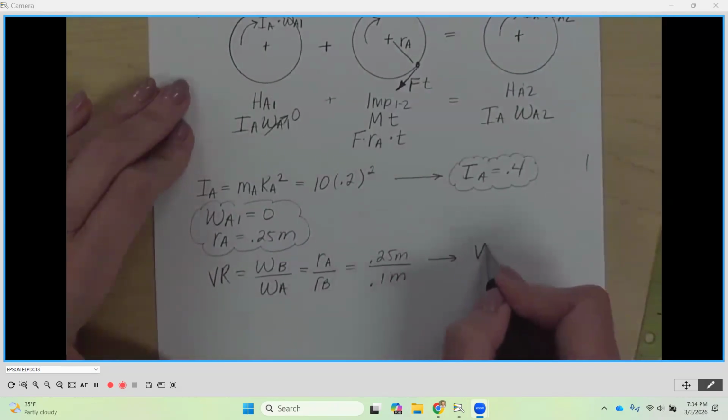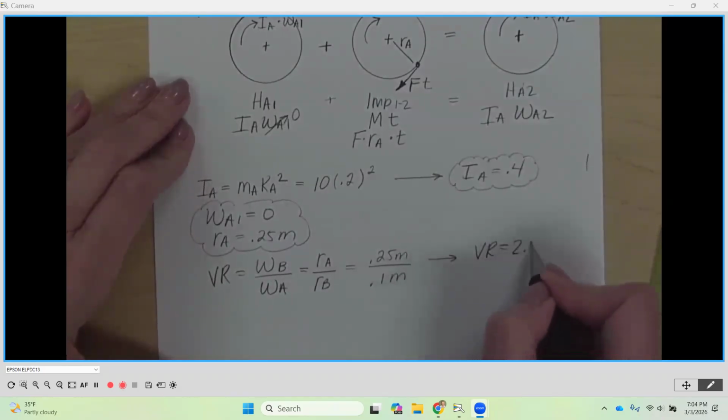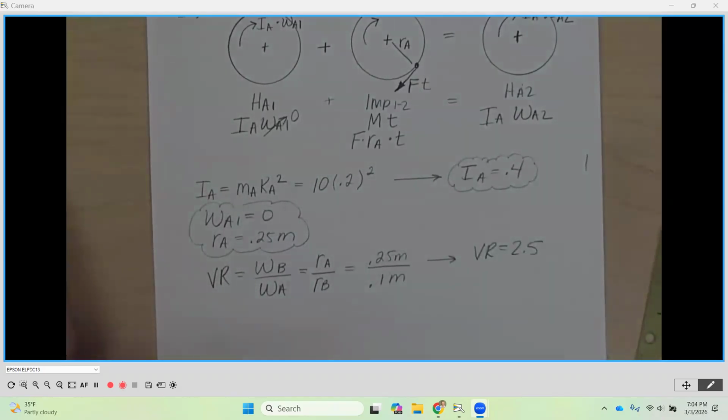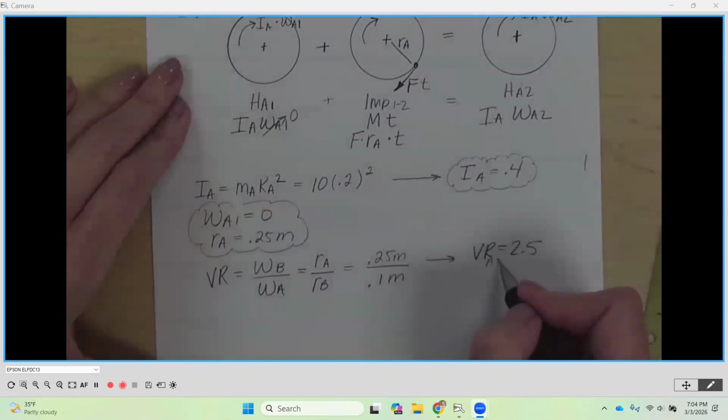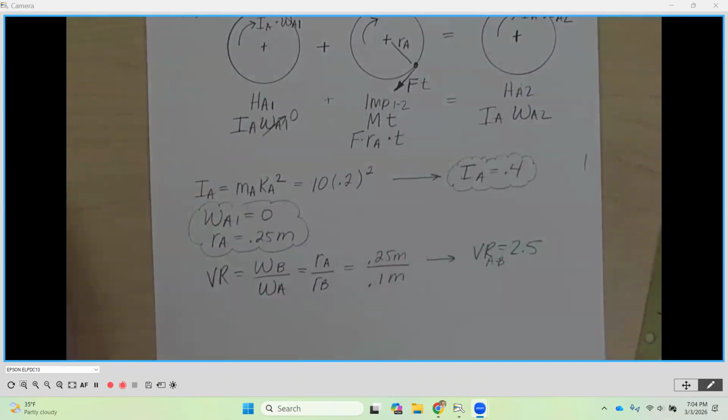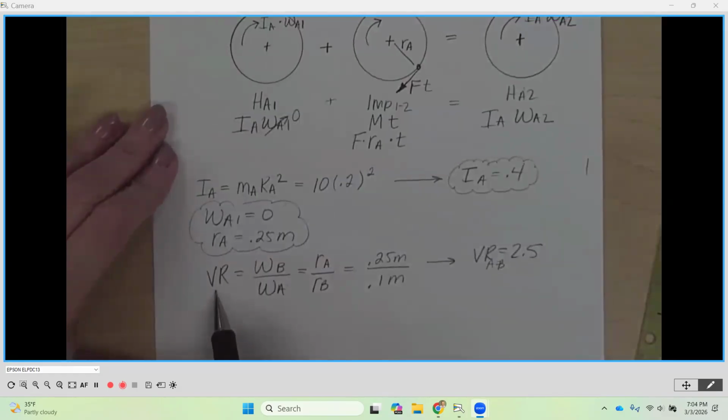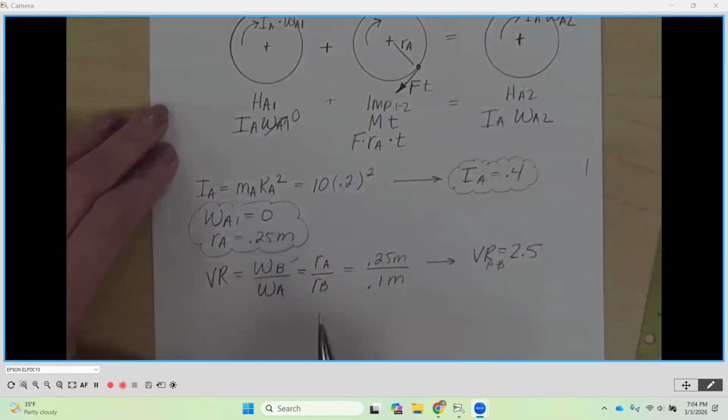So our velocity ratio is 2.5, okay? 2.5. And this is the velocity ratio A to B, which is the two gears that we're dealing with. Now, if we know what the velocity ratio is, and we know how fast B is going, we know it's 600 RPMs, right? Then we should be able to solve for our WA.